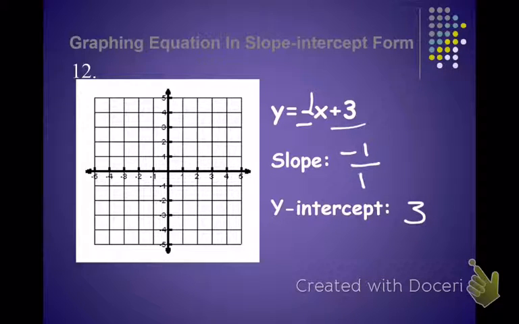Start by the y-intercept. Got to have a point to go from. So put your point there on the y-axis at 3. And then your slope tells you to go down 1, right 1, down 1, right 1, and then you can graph.